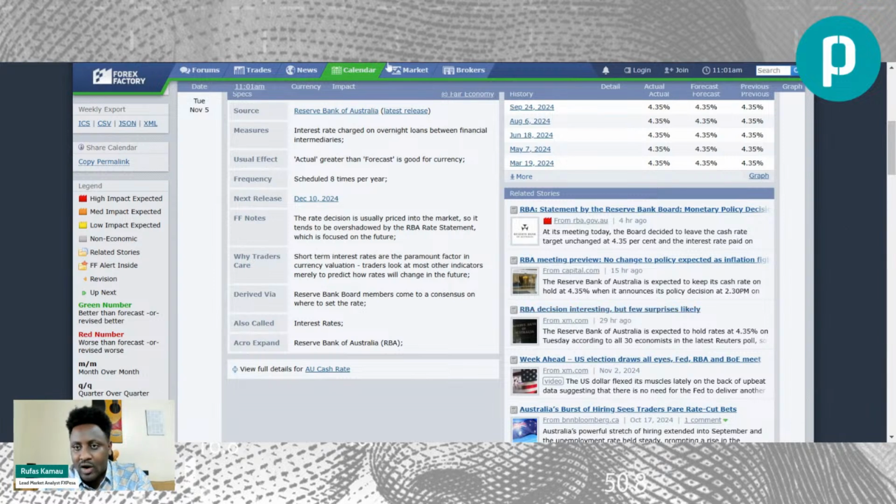Looking at other commentary on the same. So Reserve Bank of Australia is expected to hold rates at 4.35% on Tuesday, according to all the economists in the latest Reuters poll. So the focus will be on any shift in its restrictive policy stance. So this is an old article. I believe we should be getting a new one.